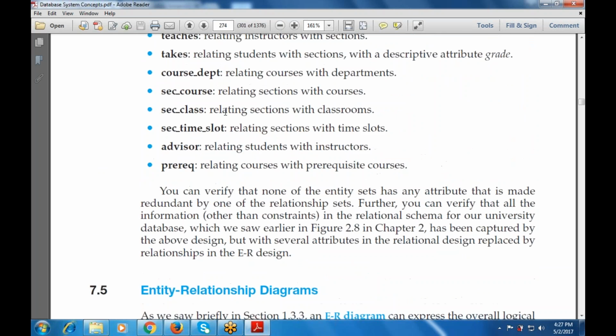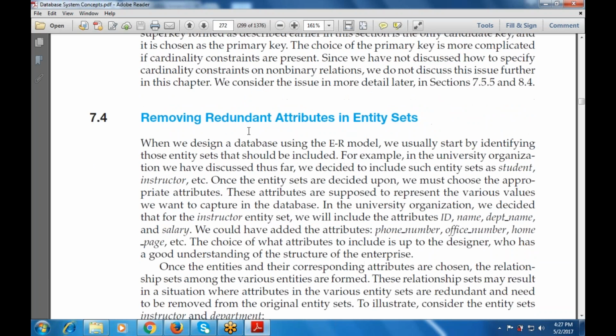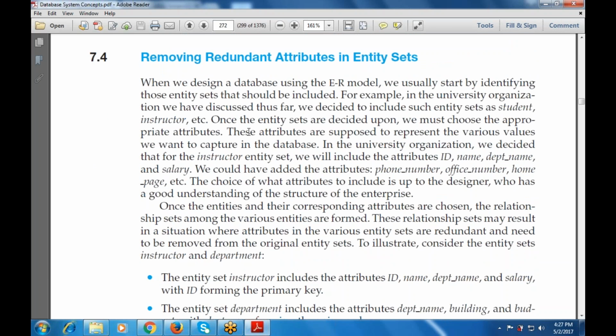So when we talk about the constraints, or about how to remove redundant attributes: when we design a database using the ER model, we usually start by identifying those entity sets that should be included. For example, in the university organization we have discussed thus far, we decided to include entity sets such as student, instructor, and so on. Once the entity sets are decided upon, we must choose the appropriate attributes, which are supposed to represent various values that we want to capture in the database.